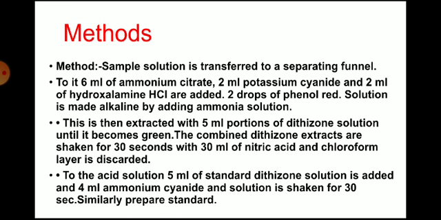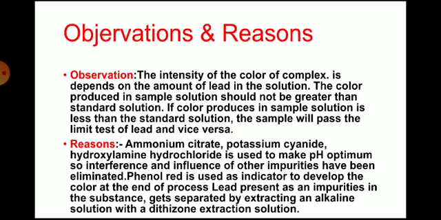The solution is made alkaline by adding ammonia solution. Then add the dithizone extract and shake for 30 seconds. Then add 30 ml of nitric acid, and the chloroform layer is discarded. Then add 5 ml of dithizone standard solution, similarly as previously. The observation of this test: the intensity of color of the complex depends upon the amount of lead in the solution.